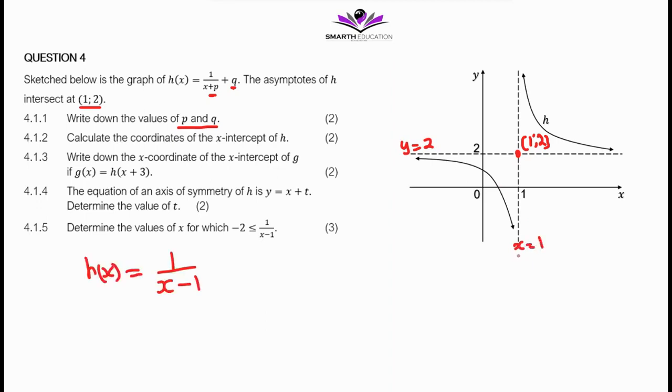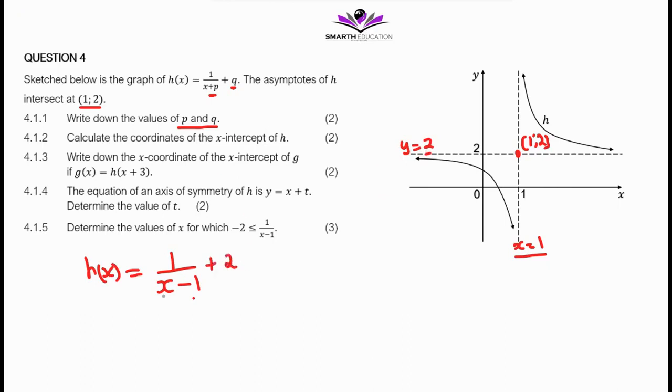If x is 1 on the graph, then on the equation p is going to be negative 1. If x is negative 1 on the graph, then on the equation p is going to be positive 1. But q will maintain the sign of the y value there. So q is going to be positive 2.